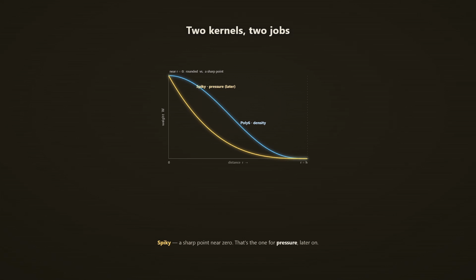When we get to pressure forces, we are going to need the slope of the kernel, so how fast it changes. Poly 6 slope goes flat right at the center, which is a problem. Two particles that get very close would barely push apart, and they would clump together. Spiky doesn't have that problem. It stays steep near zero, so it pushes hard when particles get too close. So Poly 6 is for density and Spiky is for pressure.